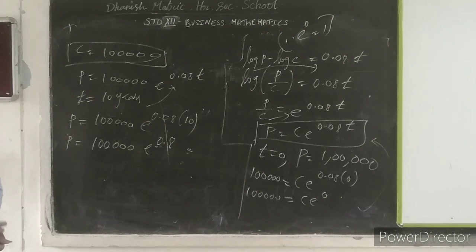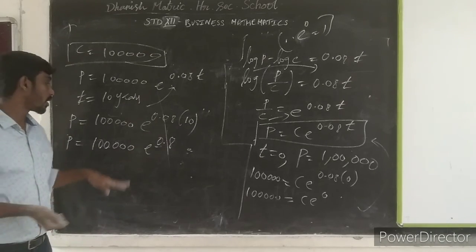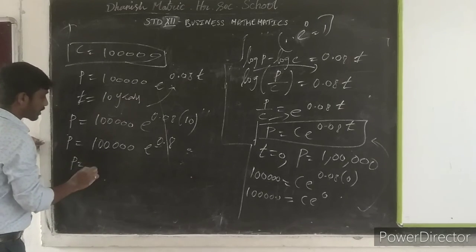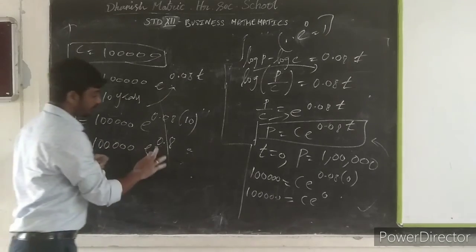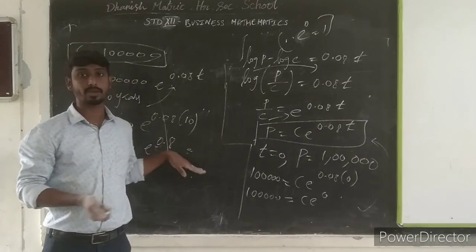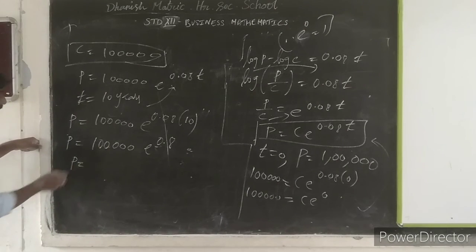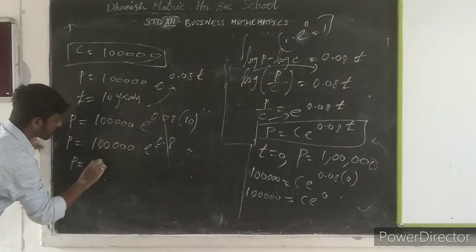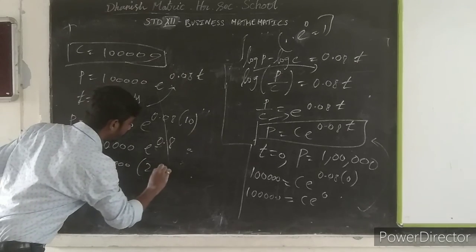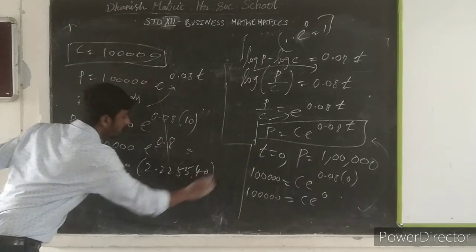In your exam, the value of e power of 0.8 will be given as an assumption value. If it is not given, how do you find the e power of 0.8 value? I will teach you in the calculator. So you are getting this one. Now remember this: e power of 0.8 value is 2.225540.